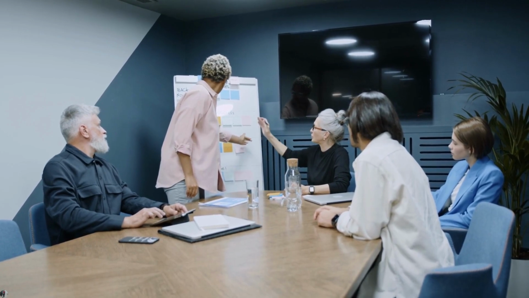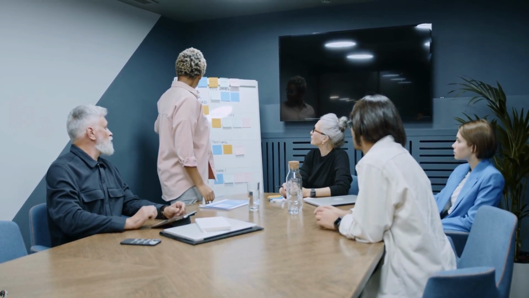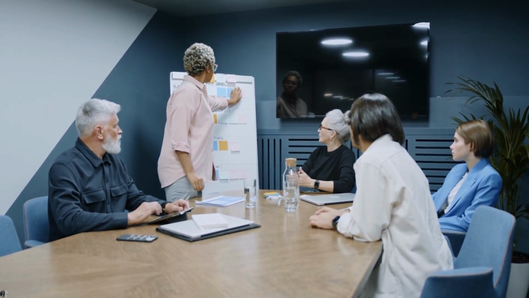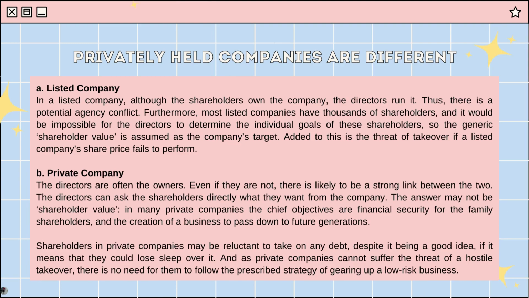The answer may not be shareholder value because in many private companies, the chief objectives are financial security for the family shareholders and the creation of a business to pass down to future generations. Shareholders in private companies may be reluctant to take on any debt, despite it being a good idea, if it means that they could lose sleep over it. And as private companies cannot suffer the threat of a hostile takeover, there is no need for them to follow the prescribed strategy of gearing up a low-risk business.